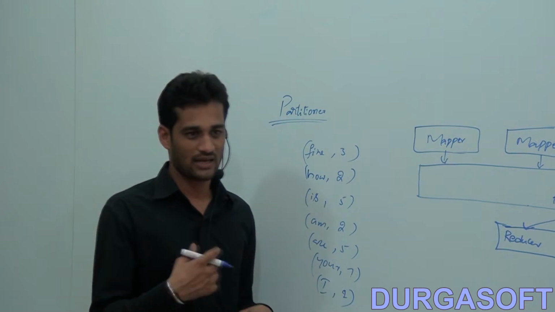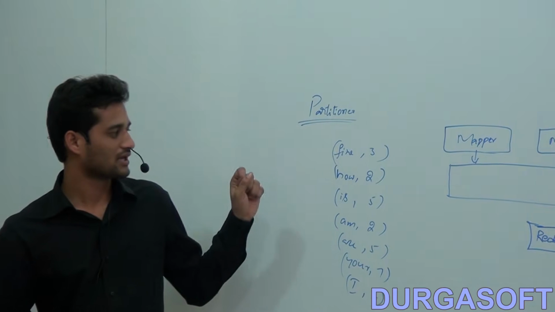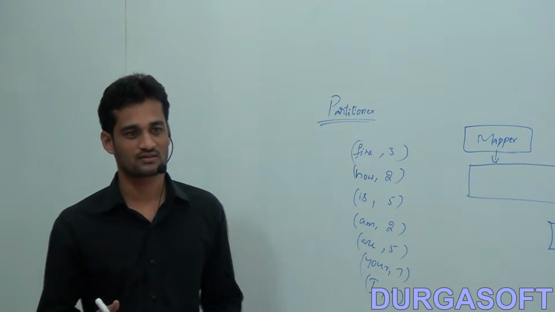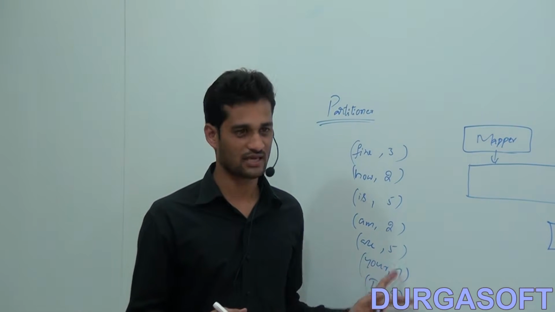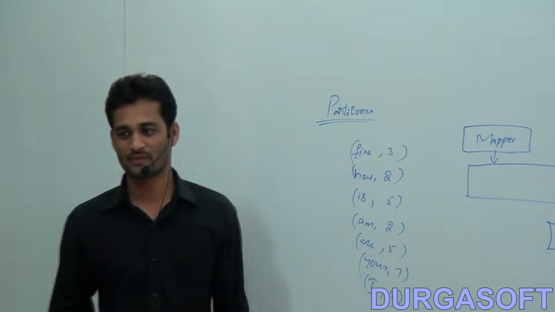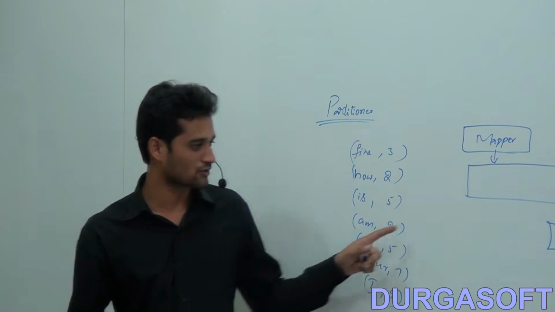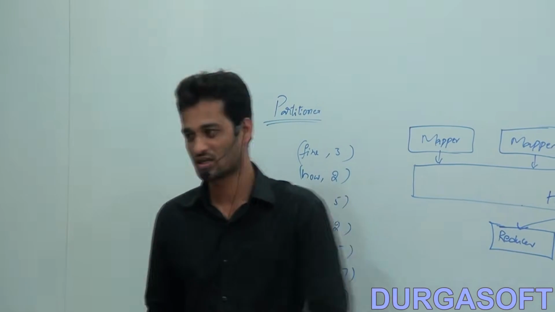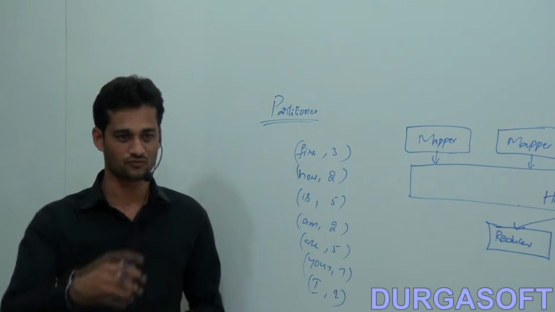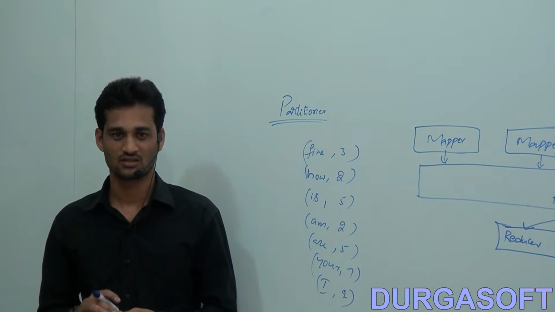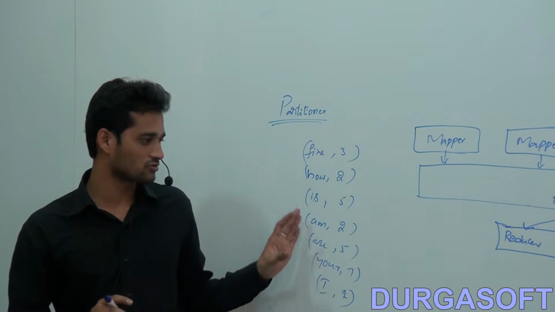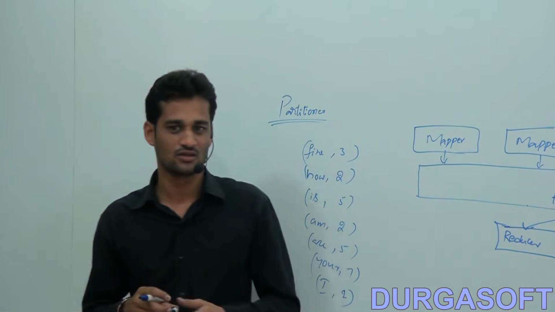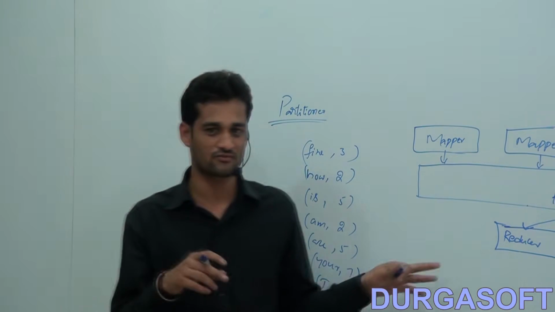Got it? Now my requirement is to send a specific key comma value pair to a specific reducer. If my key's length is 1, I must send it to the first reducer. If my key's length is 2, I should send it to the second reducer. If the length is 3, I send it to the third reducer. If the length is more than 3, I send it to the fourth reducer. Got it? That means we are sending pairs to specific reducers, right? So we are sending all these key comma value pairs to specific reducers.